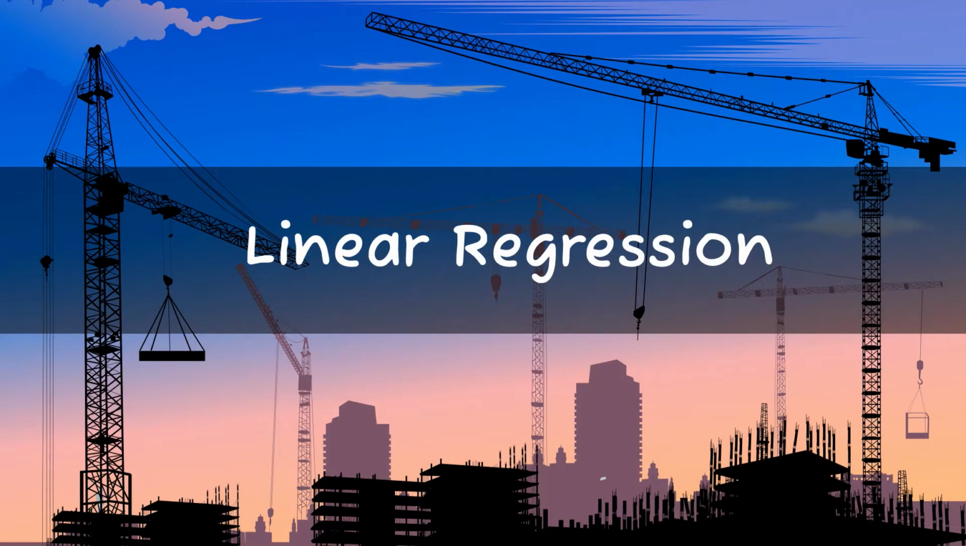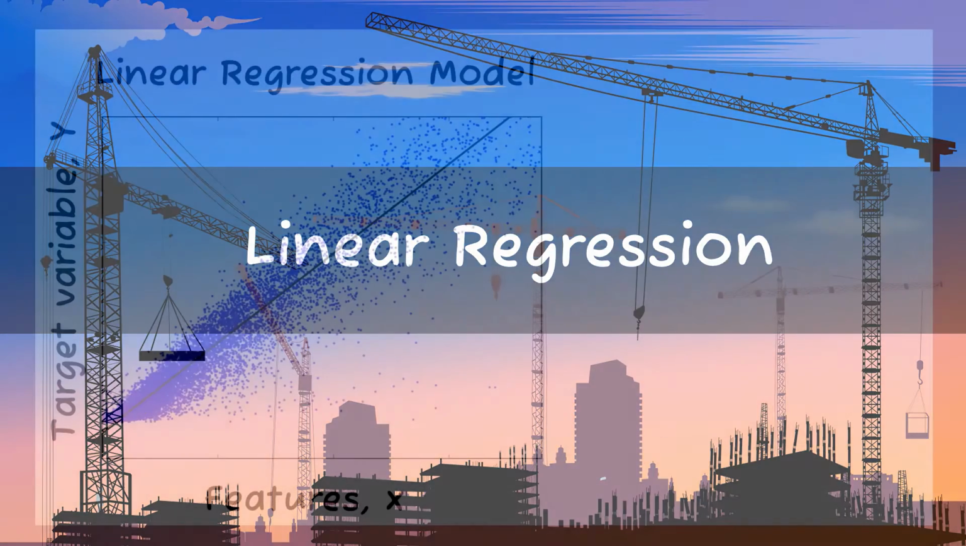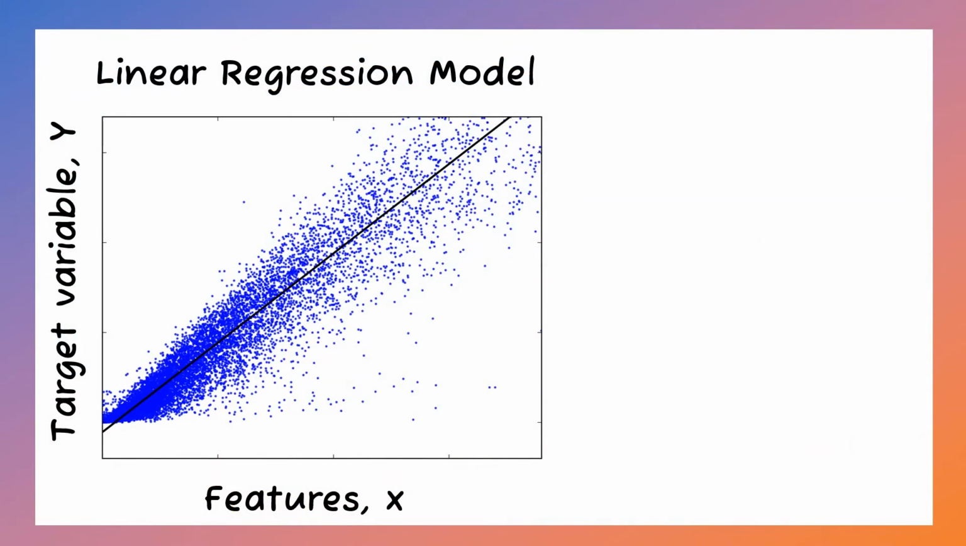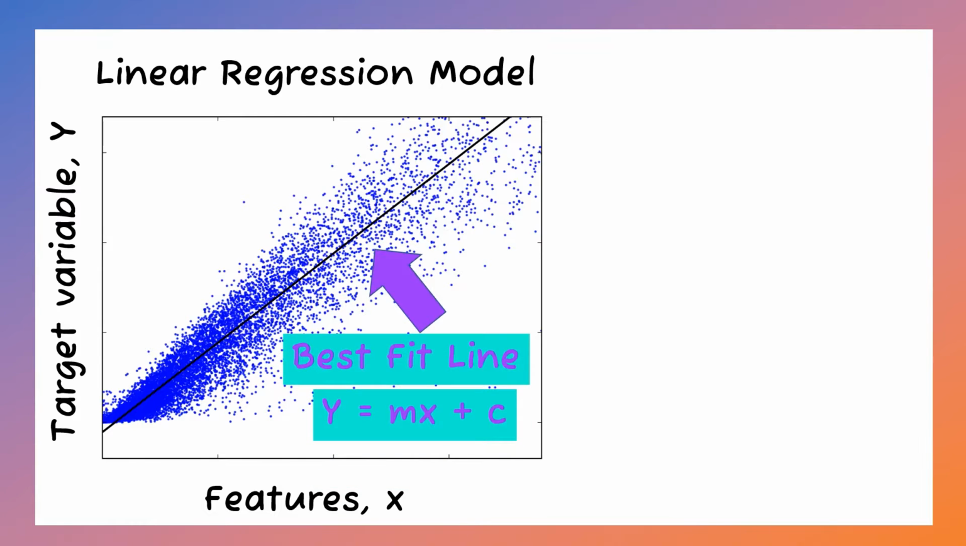Let's look at the theoretical concepts. The first concept is linear regression. In simple terms, linear regression is finding the best fit line through a set of data points. The assumption is a linear relationship between the independent variable, x, and the target variable, y. This relationship can be expressed as y equals m times x plus c. m is called the model's coefficient and c, the model's intercept.